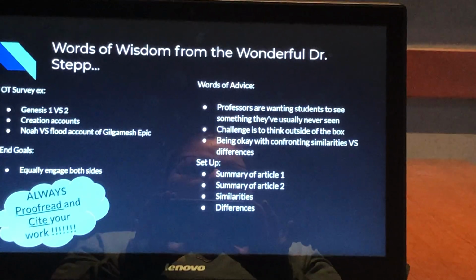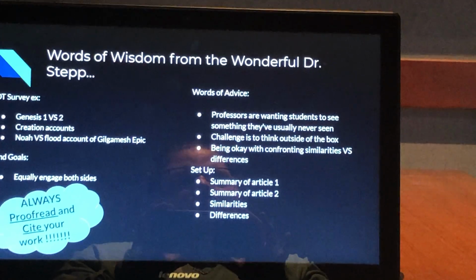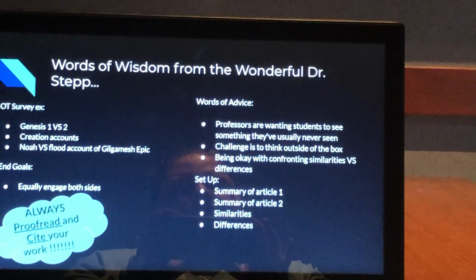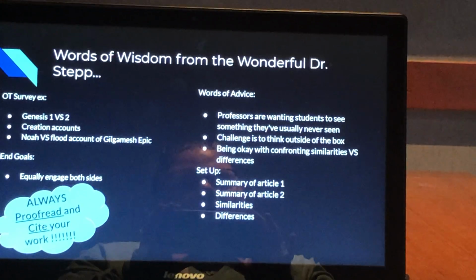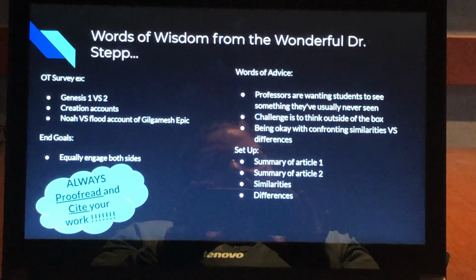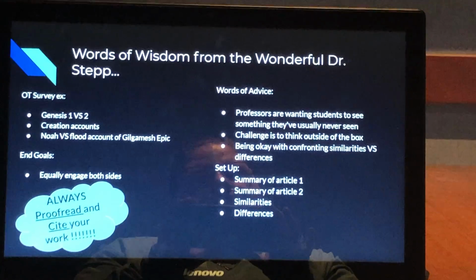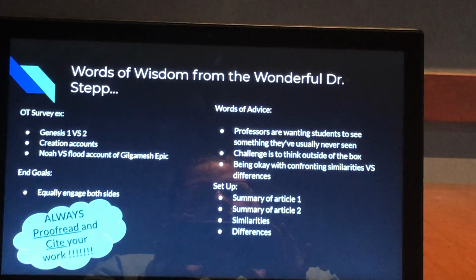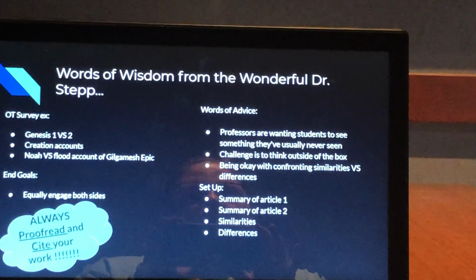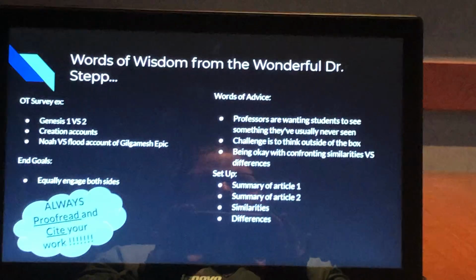So the setup would be a summary of the first article and then a summary of the second. Then you describe the similarities between the two, and then the differences. And he really emphasized the point of always proofreading and citing your work.